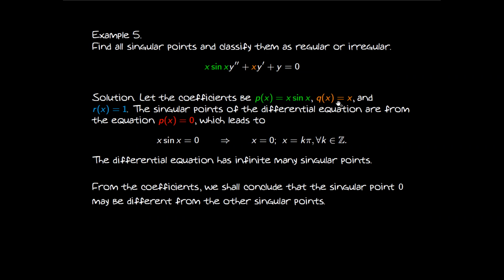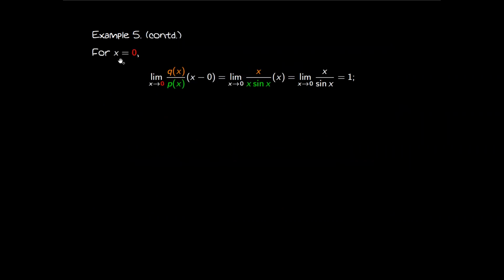Just from the coefficients, you can tell that, okay? So that's why I'm going to first of all consider when x is equal to 0. Once again, you get the q over p times x minus 0 here, right? As x approaches 0, you plug all the definitions of the coefficients in, you do the cancellations, and then we get this very famous limit problem, right? We know this is going to be 1, right?